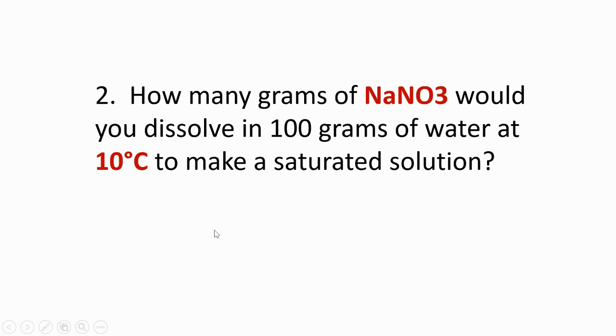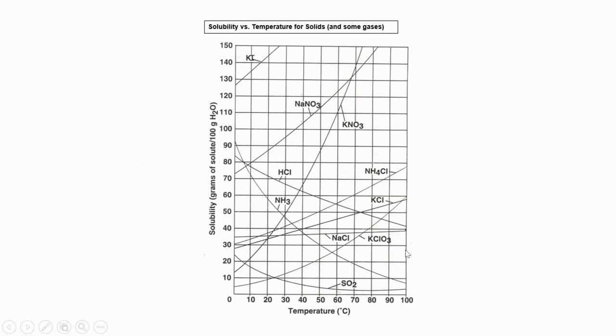Next question. NaNO3, how many grams to make a saturated solution at 10 degrees? Find the NaNO3 line, find 10 degrees, go up to the line. It's very close to being 80, like 79 would be acceptable, 80 would be acceptable. So 79 or 80 grams can be dissolved at 10 degrees.